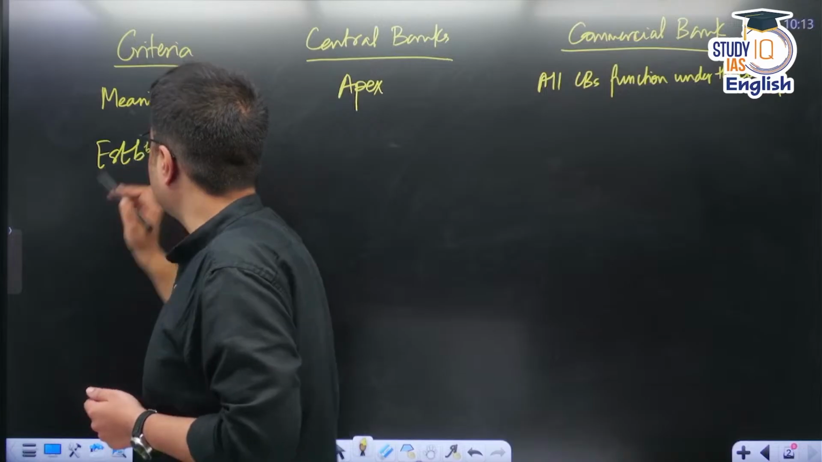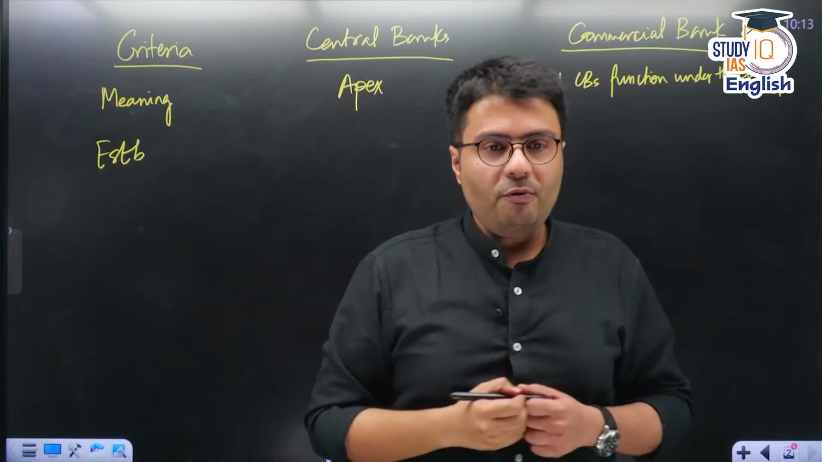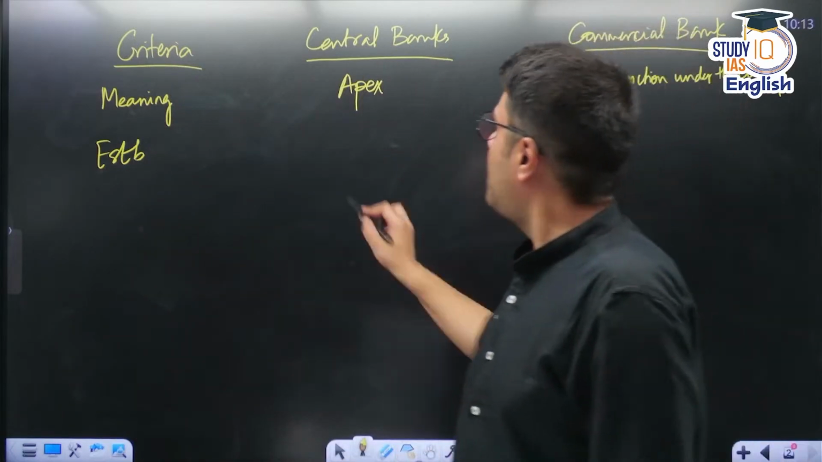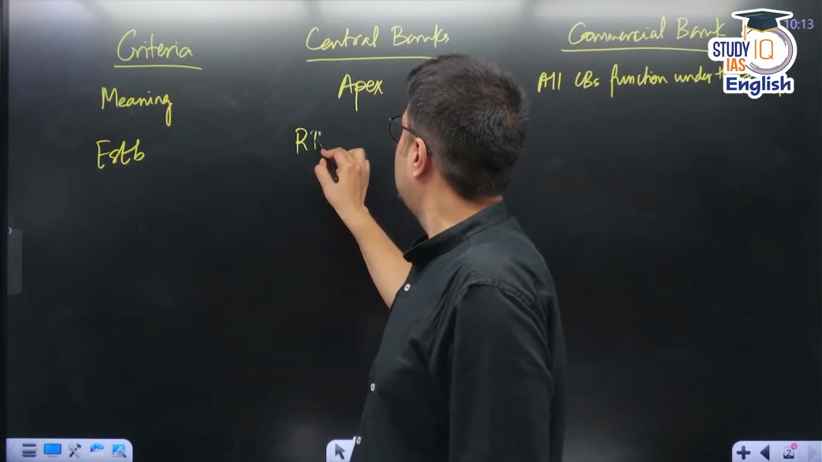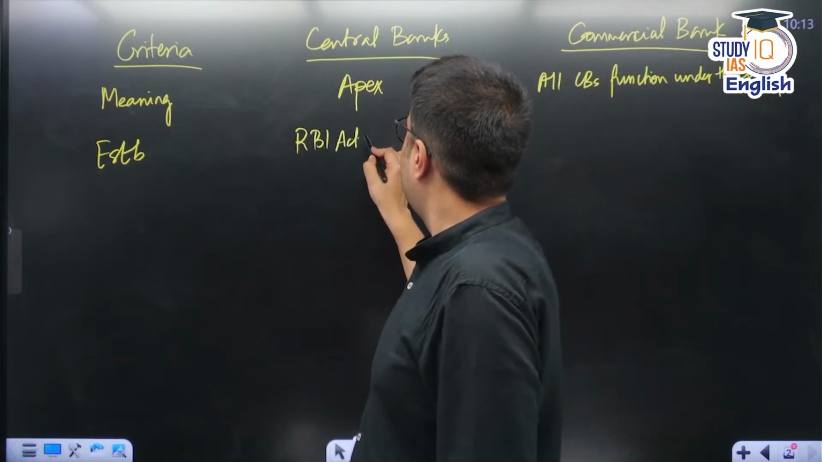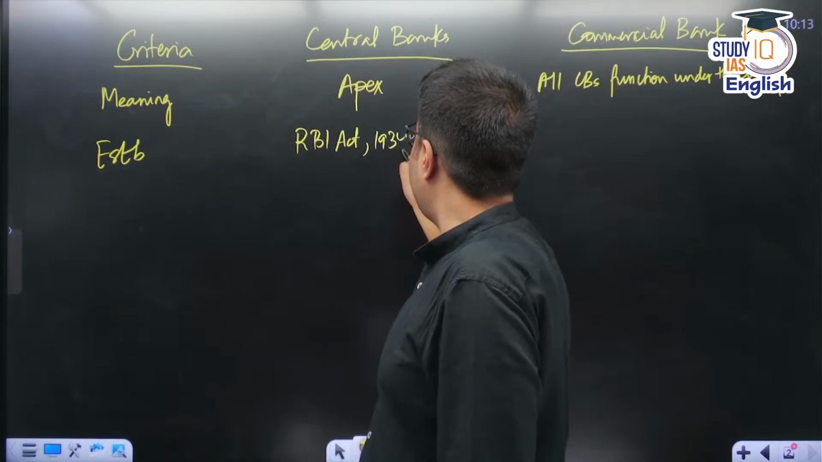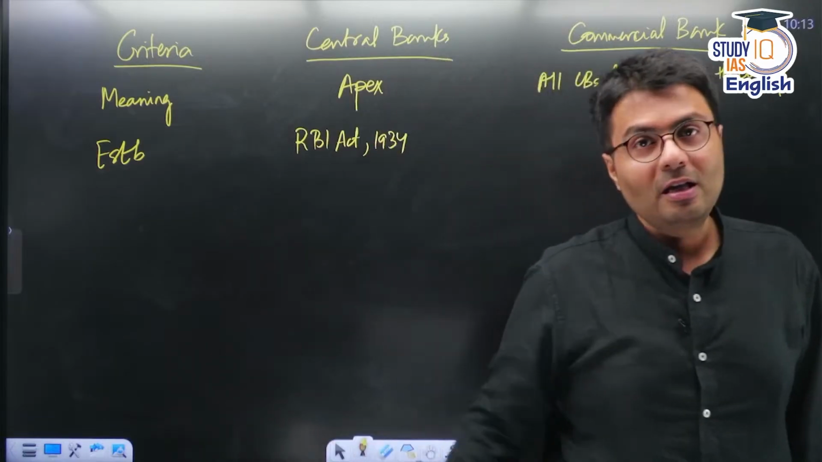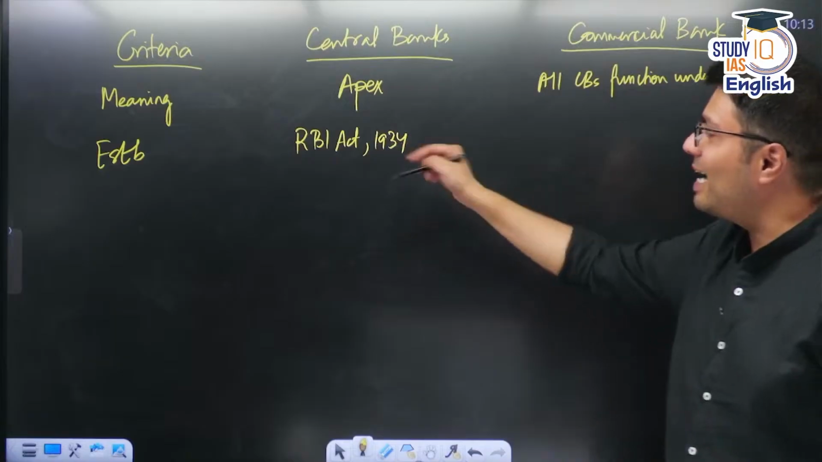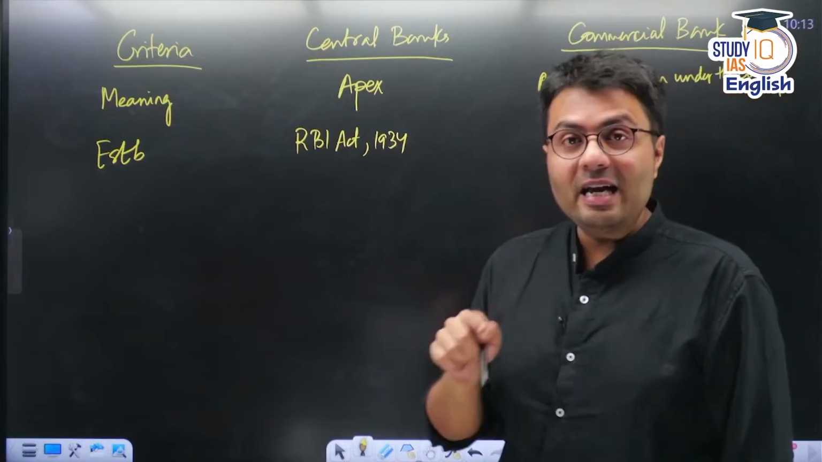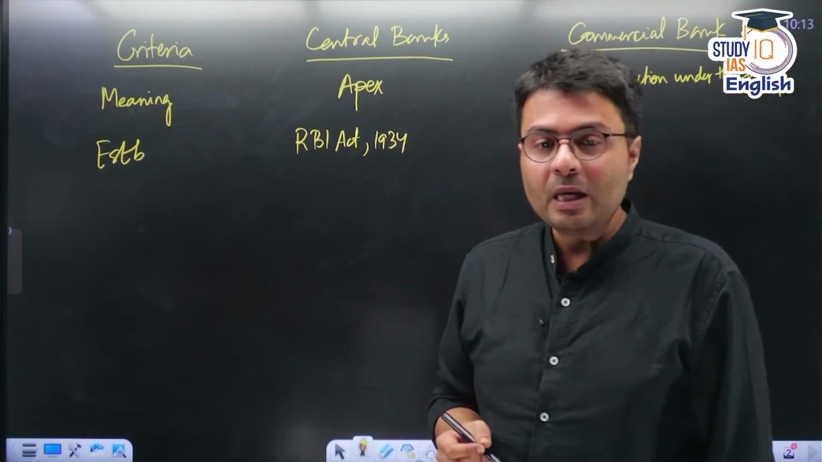Now, when was RBI established? Any guesses? RBI itself was established because of an act passed by Parliament known as the RBI Act of 1934. Any idea which Parliament passed this act? It was the British Parliament. Why? Because in 1934, India was under colonial rule.